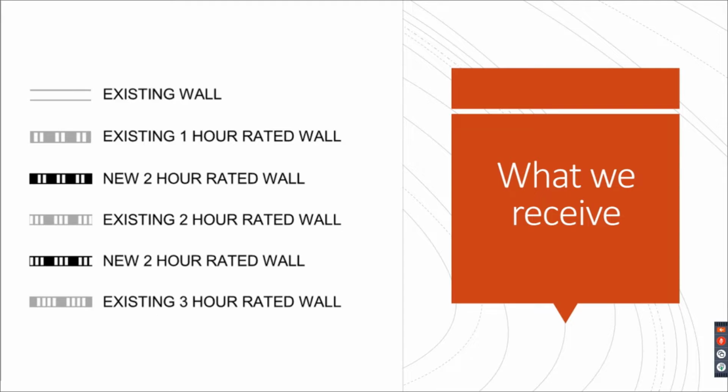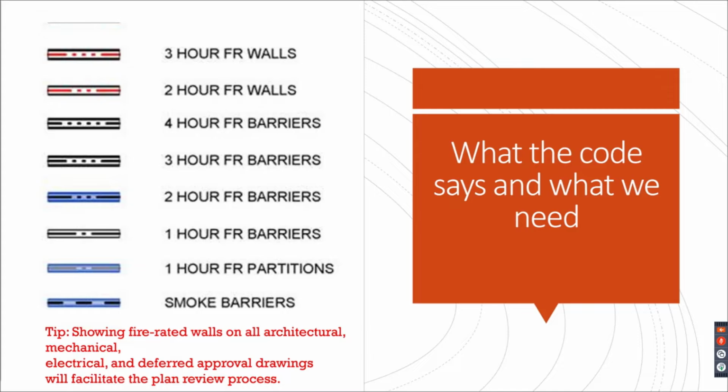This is taken right from a plan. And we see this a lot in plan review where the walls are just called new 1 hour, existing 1 hour, new 2, existing 2, 3 hour, what, a 2 hour what, a 1 hour what. This is very important to name the walls what they are in accordance with the code. What does the code name them?